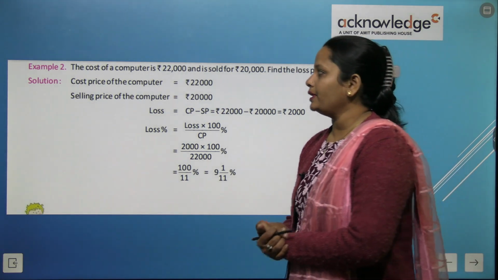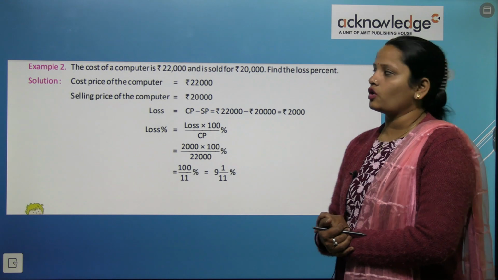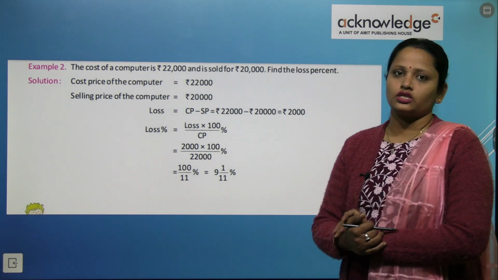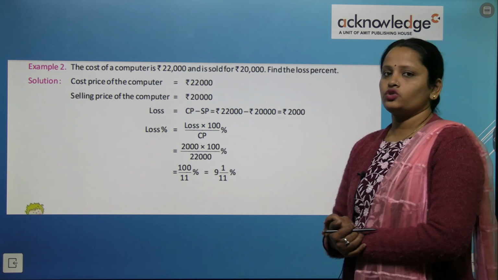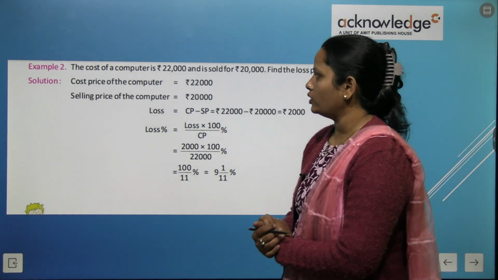Now the next example is the cost of a computer is this much. एक computer है इसका cost है 22,000 and is sold for 20,000. Now उसे जो है हमने 20,000 के लिए sold कर दिया. Find the loss percentage. हमें loss percentage find out करना है.